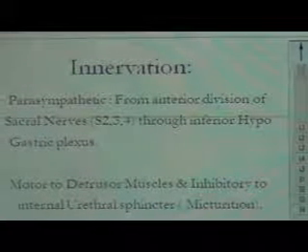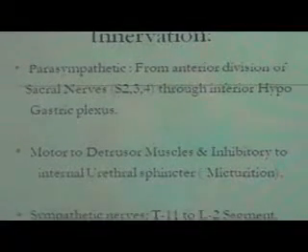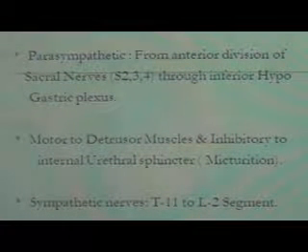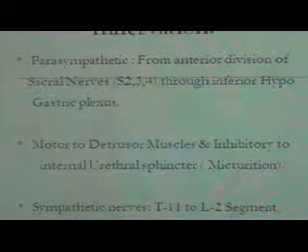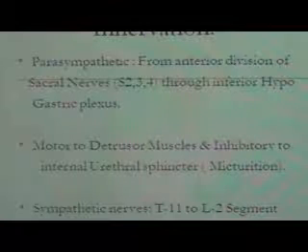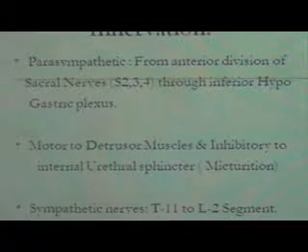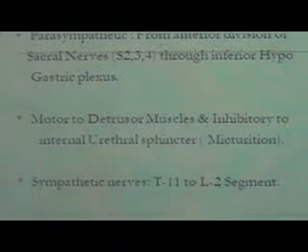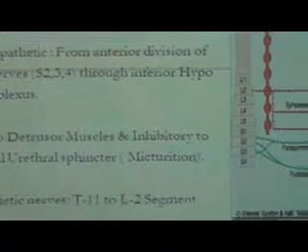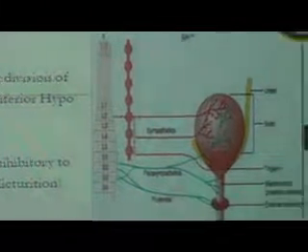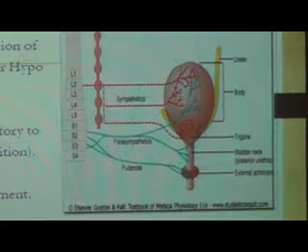Regarding innervation, urinary bladder gets its parasympathetic innervation from the anterior division of sacral nerves S2, S3 and S4 through inferior hypogastric plexus, and this parasympathetic innervation is motor to the detrusor muscle and inhibitory to the internal urethral sphincter. What will happen if the parasympathetic nerve causes the detrusor muscle to contract and the internal urethral sphincter to relax? What will happen? There will be micturition.